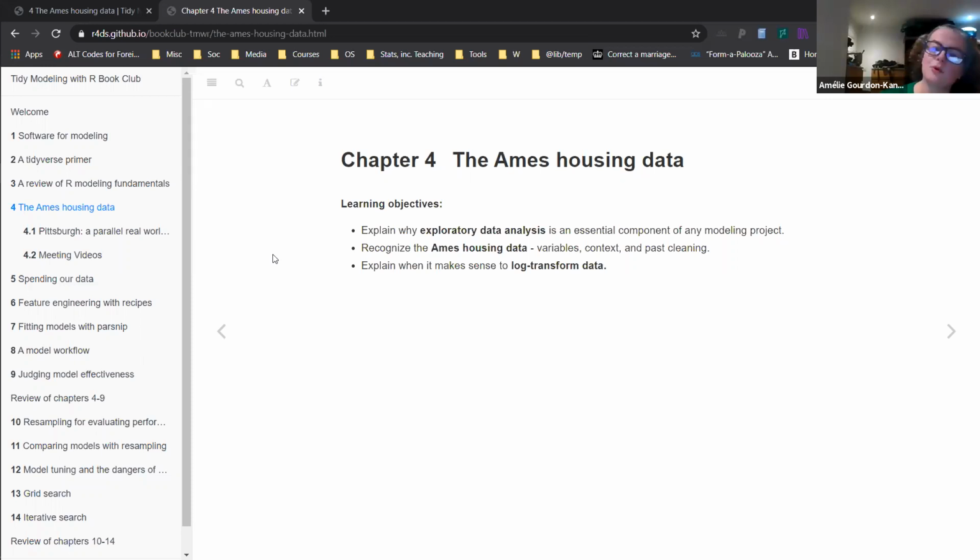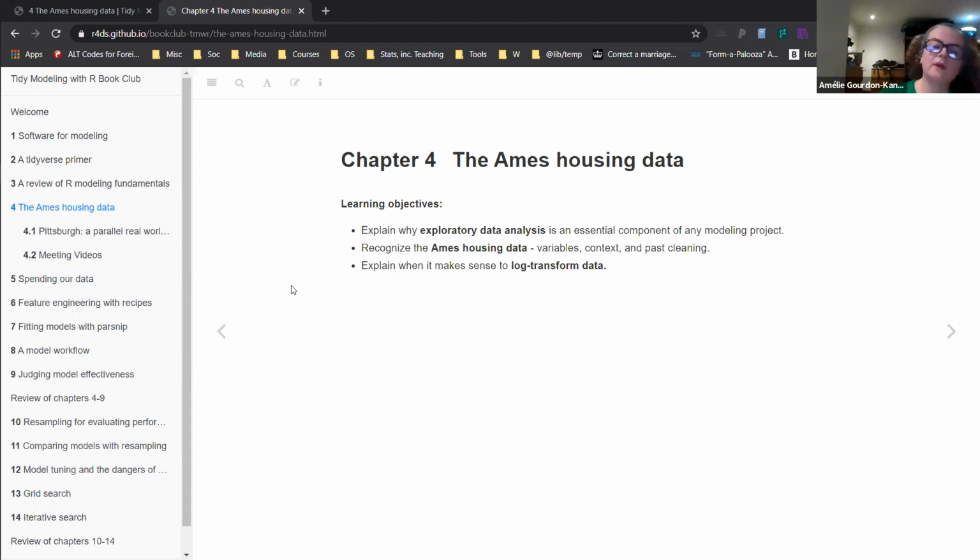Learning objectives are to showcase that exploratory data analysis is important. We're talking about the Ames housing data, the context, what's in there, and the specific Ames housing data which is used in tidymodels because it's not the actual original one. And then in particular, related to exploratory data analysis, the log transformation and why it makes sense sometimes.